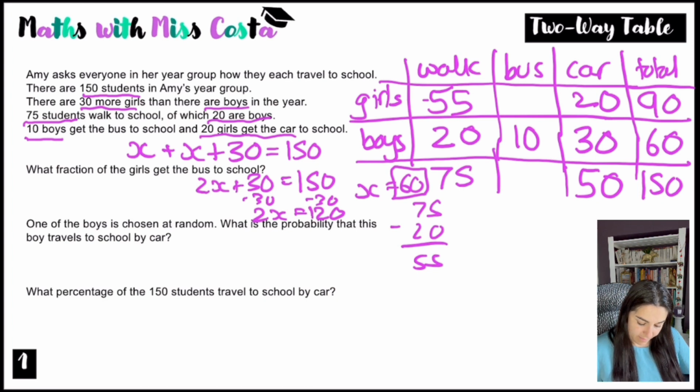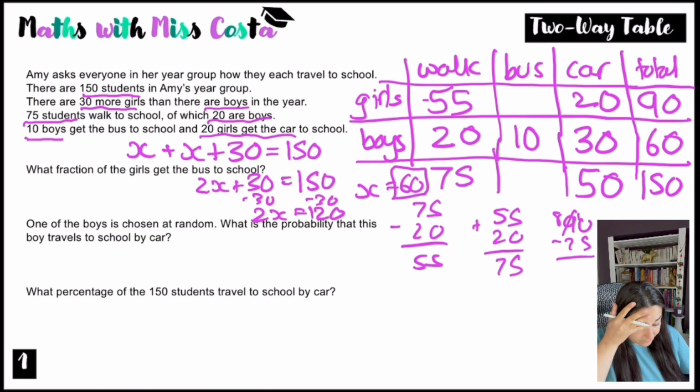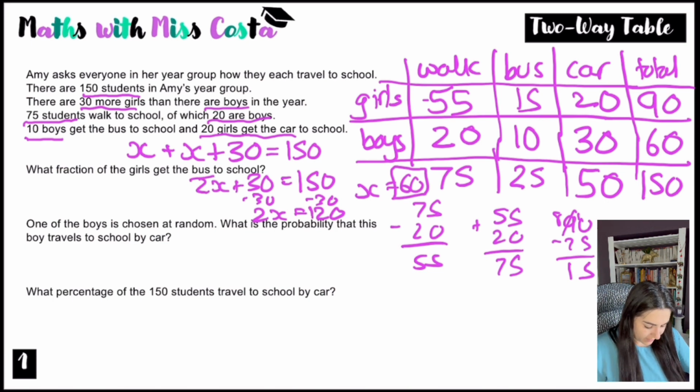And there are... So I could do it either of two ways. I know that 55 plus 20 gives me 75, and the total of the girls is 90. So 90 take 75 is, oh, I've got something in my eye, 5, and 8 take 7 is 1. So that must be 15 girls, and therefore 25 people get the bus in total. So I'm being asked what fraction of the girls get the bus to school. So the bus, that's 15 out of 90. I could simplify that if I wanted to, but it doesn't ask me to, so I don't need to.